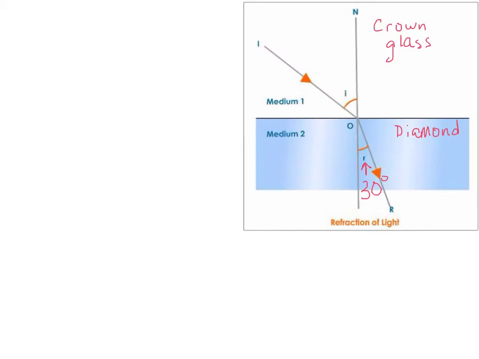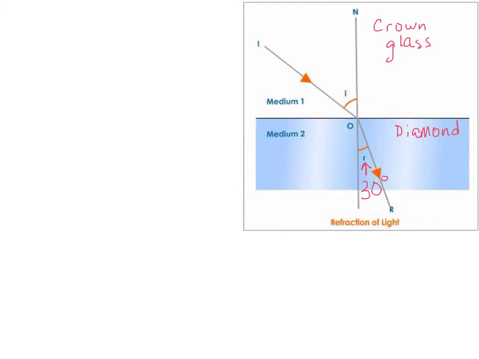Here's a diagram that looks a lot like the other one, except that some different values are given. We still see that a light ray is approaching some boundary between medium 1 and medium 2. This time I've specified that medium 1, the white material on top, is crown glass, and medium 2 is diamond. And you could make up any different media that you'd like to. And I've also given the angle of the light ray in the diamond. It's denoted here with the symbol R because that is the refracted ray after reaching the boundary.